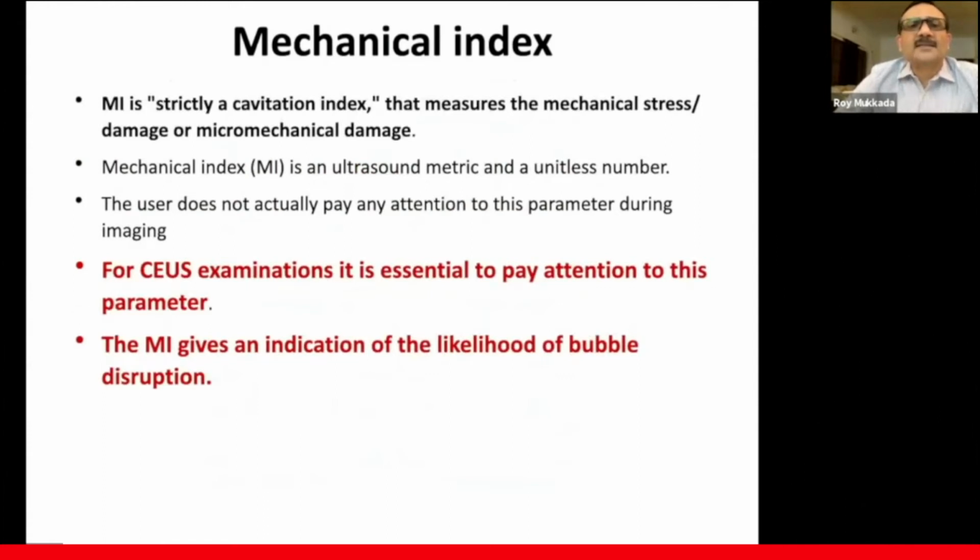Actually, it's strictly a cavitation index, and that measures the mechanical damage. So it's an ultrasound metric and unitless number. The user does not actually pay any attention to this parameter during the imaging. For contrast enhanced ultrasound, CE-EUS examination, it is essential to pay attention to this parameter. And the MI gives an indication of the likelihood of bubble disruption. So it's very important that you keep it at a low level.